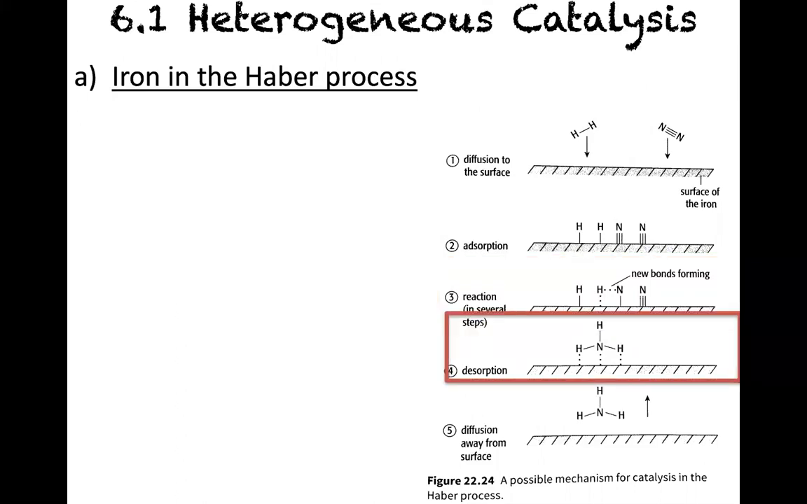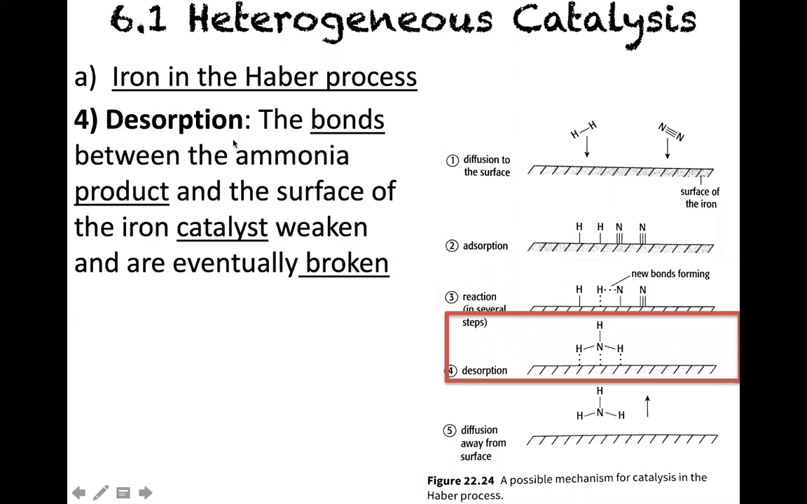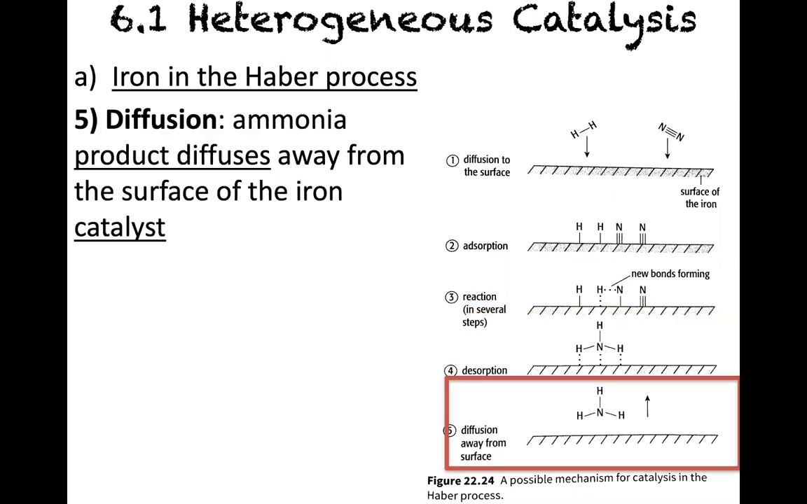Next, once your product is formed, you see here ammonia, NH3, is already formed, then it's time for desorption. Desorption is the opposite of adsorption. They unstick. The bonds between the ammonia product and the surface of the iron catalyst will be weakened and are eventually broken. The last one is diffusion, where your ammonia product is released and diffuses away from your catalyst.